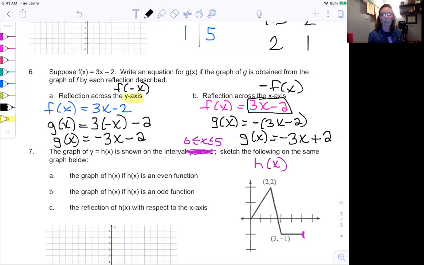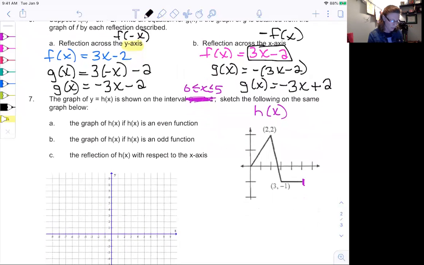So hopefully, thinking about what the y-axis reflection means and which variable is becoming negative, or what part of the function is becoming negative, helps you create a new equation. This last problem is a little different as well. It says that we have this graph shown, and it's sketched from 0 to 5. Again, that just means that it's not going beyond these two values at 0 and 5 for the x.